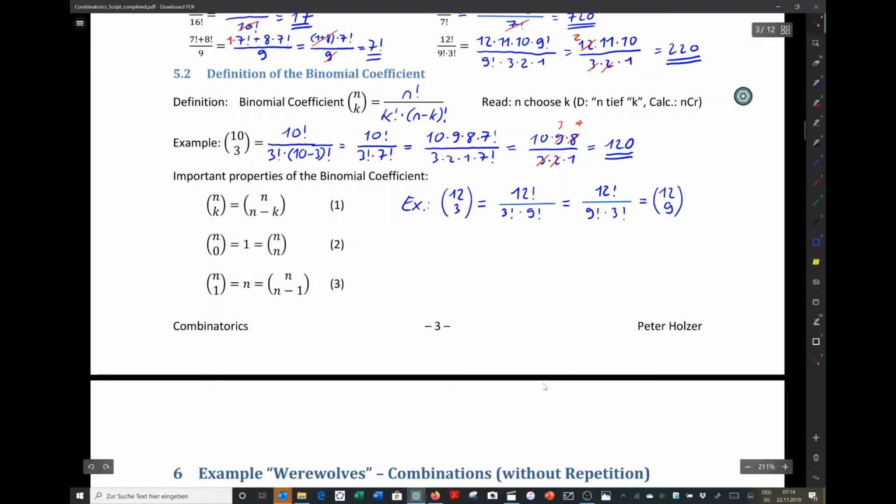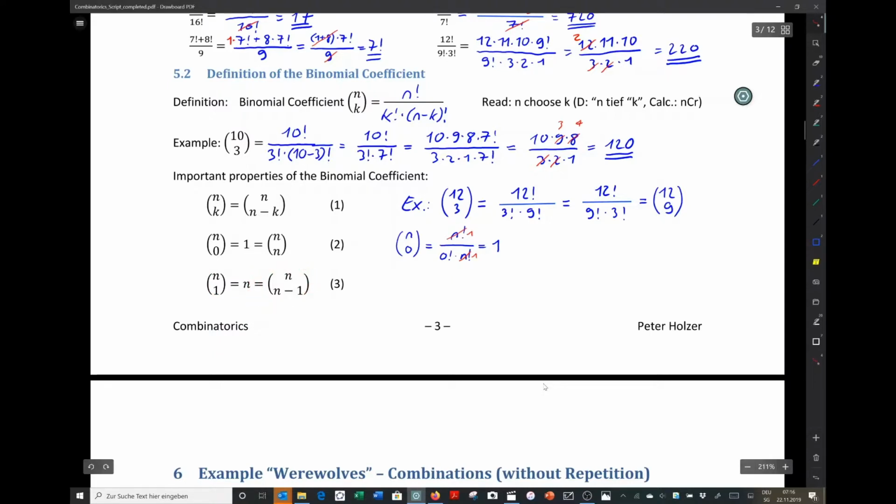The next rule just says that n choose 0 or n choose n are always 1. Again, we can calculate that very simply, because n choose 0 is by definition n factorial divided by 0 factorial times n factorial. And the n factorials cancel out, so what remains in the end is 1. We could do the same with n choose n, or just say, well, according to rule 1, it's obviously the same.